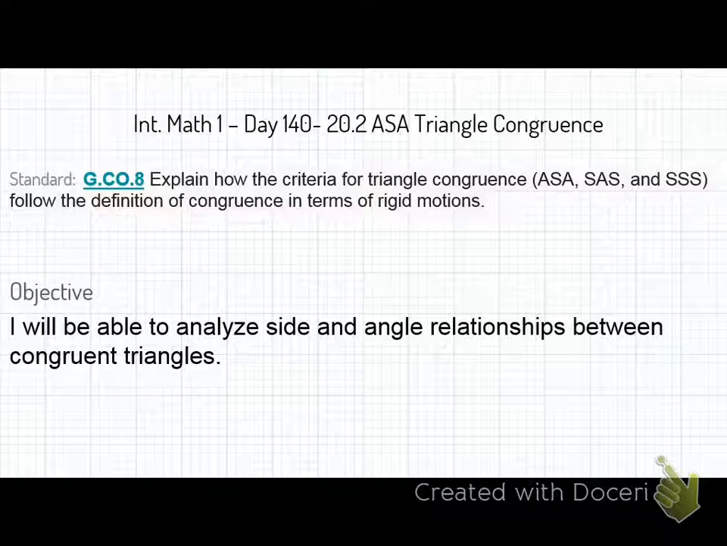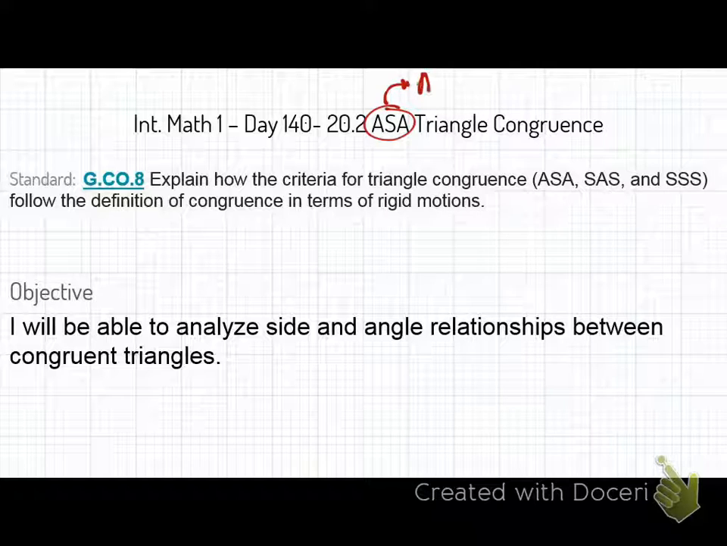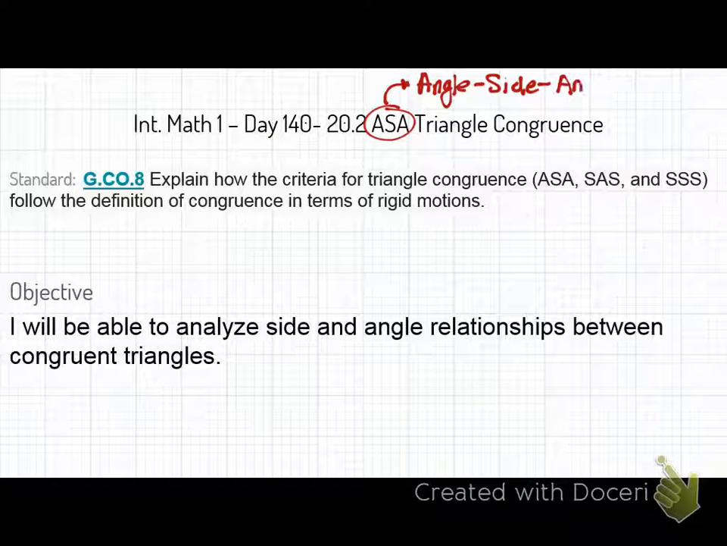or rules in geometry. Okay, so what we're going to talk about today is this angle congruence theorem. So ASA, I want you to write this down above your title, angle side angle, okay?